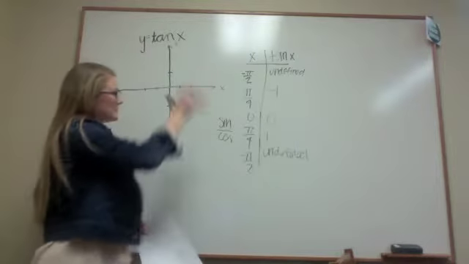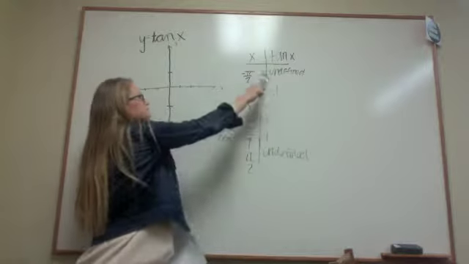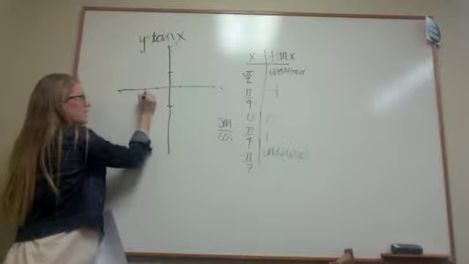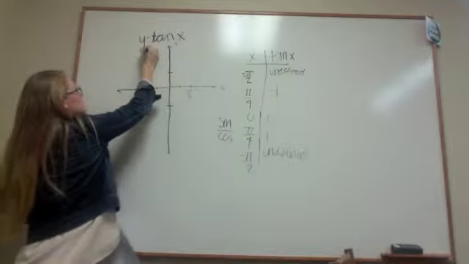Now I have all my points set up. You find the asymptotes because they are undefined. So this would be negative pi over 2, and this one would be pi over 2. Draw a dotted line.